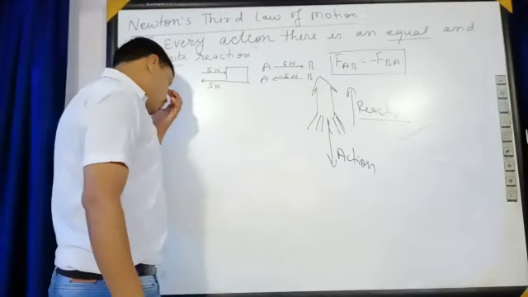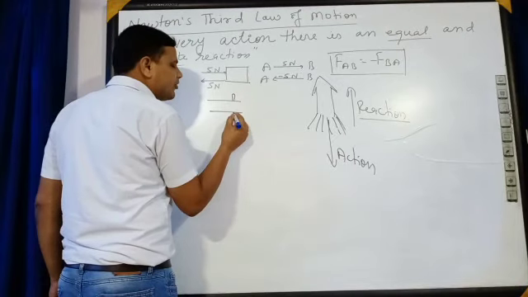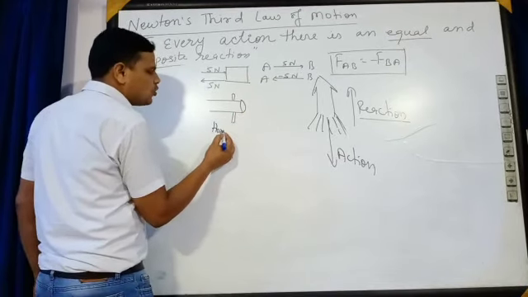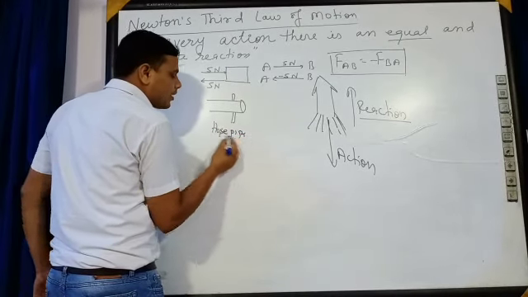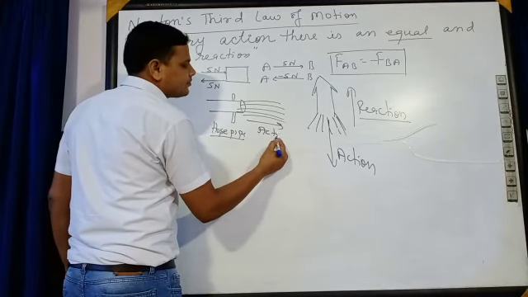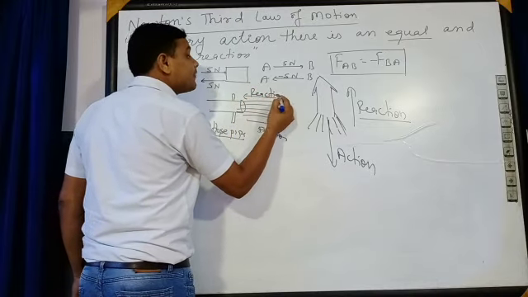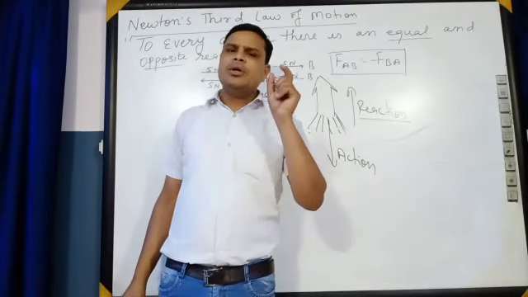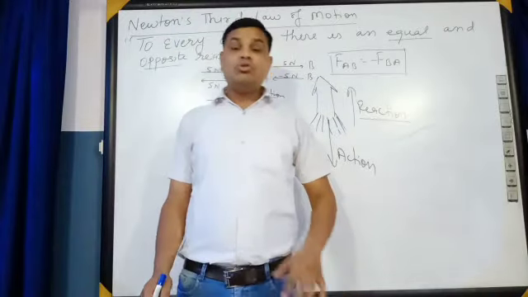Next case, suppose a hose pipe. You have seen that a fireman uses a hose pipe. It is known as a hose pipe. Water goes in the forward direction, so this is the action. So the reaction will be in the backward direction, and for that reason a fireman feels difficulty in holding the hose pipe.